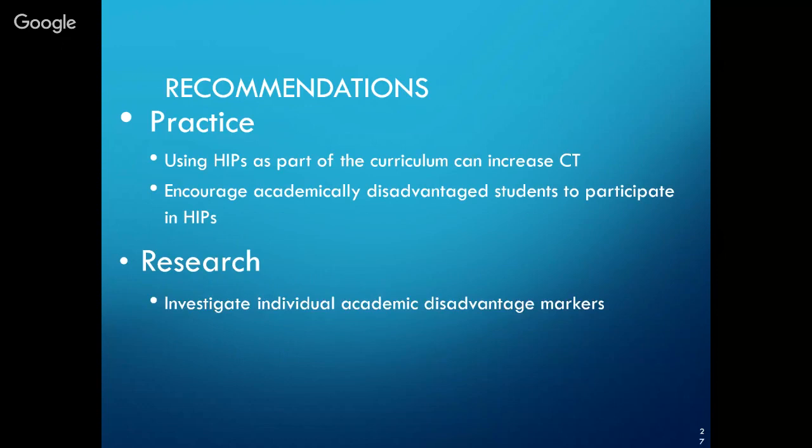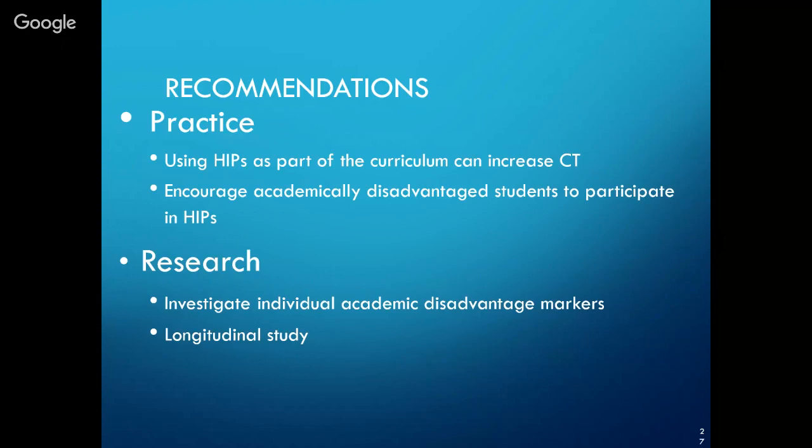And then for research, I think I've already said some of this. I'd be interested in investigating individual academic disadvantage markers. So do first generation students benefit differently from low income students or from students from ethnic minorities? Because there are some students who might be African American, but they're not first generation, they're not low income. Would they have a different kind of engagement with these than maybe a student that was white who was poor? I think that'd be kind of interesting.